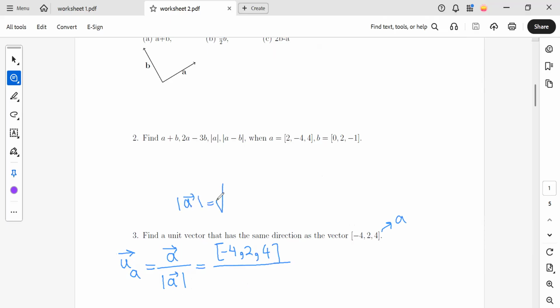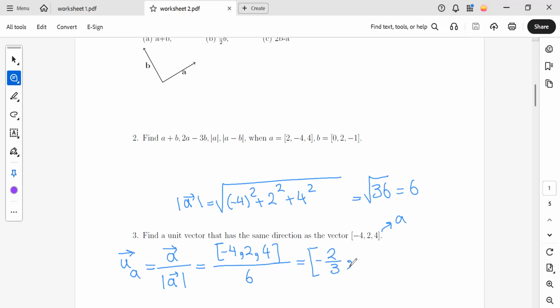That would be the square root of negative 4 squared, 2 squared, and 4 squared, which will be the square root of 36, which is 6. So we would divide all by 6, which is negative 4 divided by 6 and can be simplified to negative 2 over 3. Next one, 2 over 6 can be simplified to 1 over 3, and 4 over 6 is going to be 2 over 3.